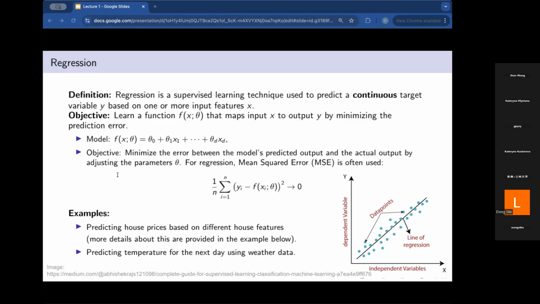And here are a couple of examples of regression in action. If we have the task of predicting house prices based on different features of the house, such as size, location, and number of rooms, we can use linear regression. More details about this example are provided below. Another example is predicting the temperature for the next day using weather data. We can use previous weather patterns, humidity, and other factors to estimate the temperature for the following day.